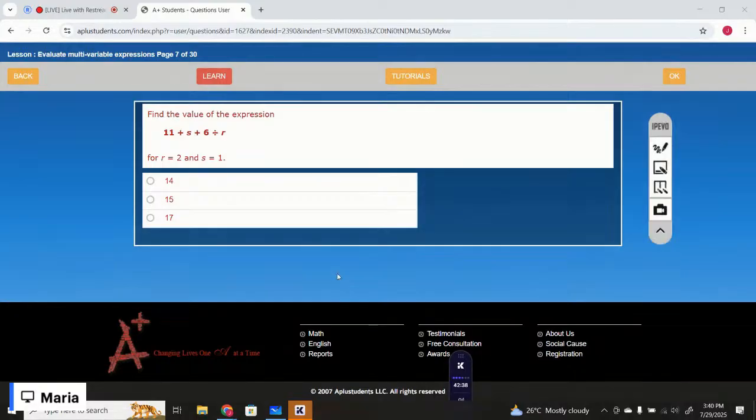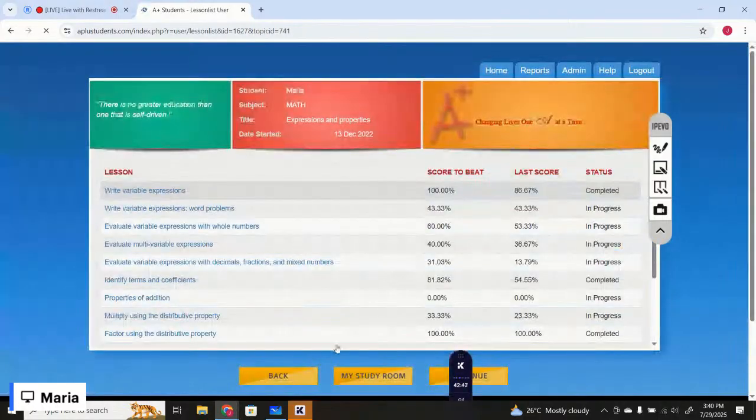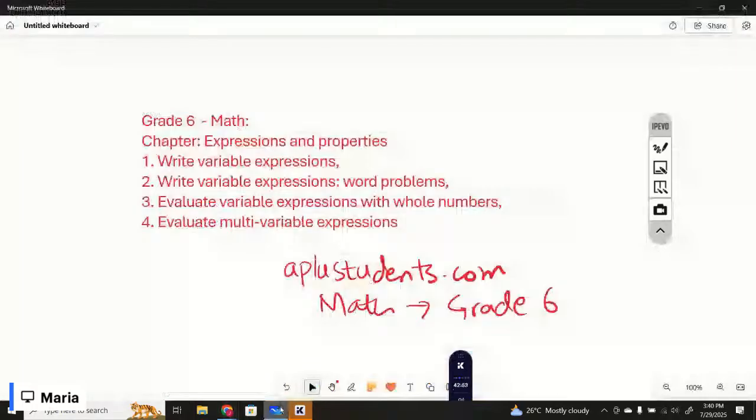Okay, you can complete the lesson by yourself later today. So we were working on grade 6 math. The chapter we were working on is expressions and properties. The lessons covered today are write variable expressions, word problems, evaluate variable expressions with whole numbers, and evaluate multivariable expressions. So please make sure before the next session you complete all the practice questions for the lessons we just did. That is your homework until next session.